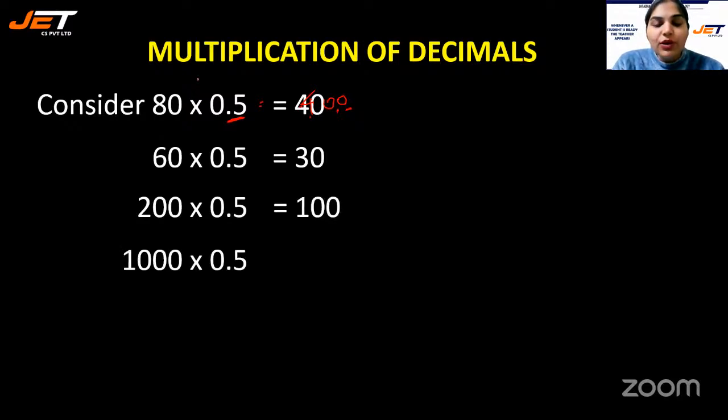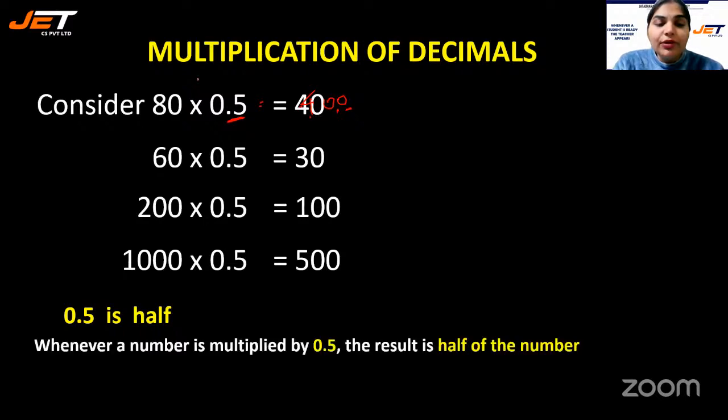So if you notice all these, like 100 times 0.5, it is 50. So 0.5, what is this 0.5? 0.5 is half. We also call 0.5 as half. So whenever a number is multiplied by 0.5, the result is half of the number, because 0.5 means half. I hope it's clear.